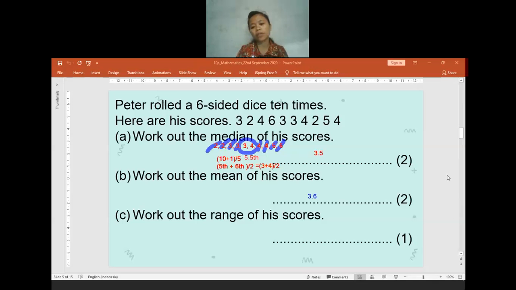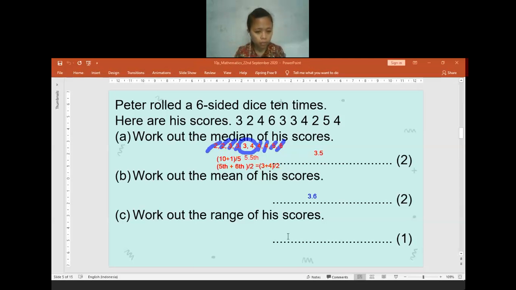Any questions, or maybe my explanation is confusing? You have to calculate it properly. 3 plus 2 plus 4 plus 6 plus 3 plus 3 and so on until plus 4. It will be equal to 36, and 36 divided by 10 is 3.6.